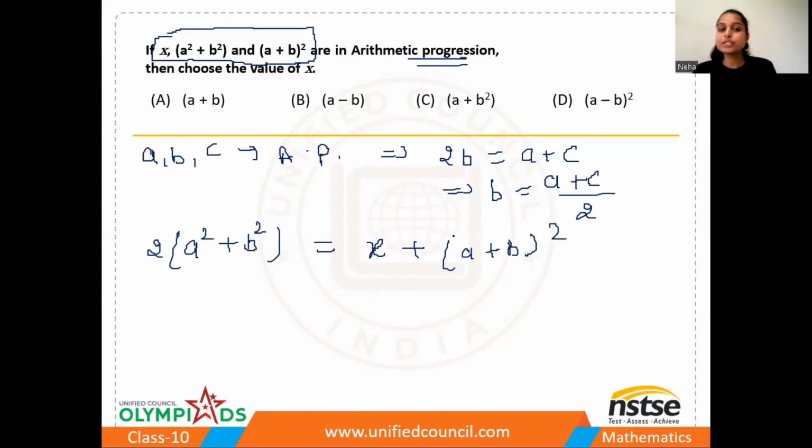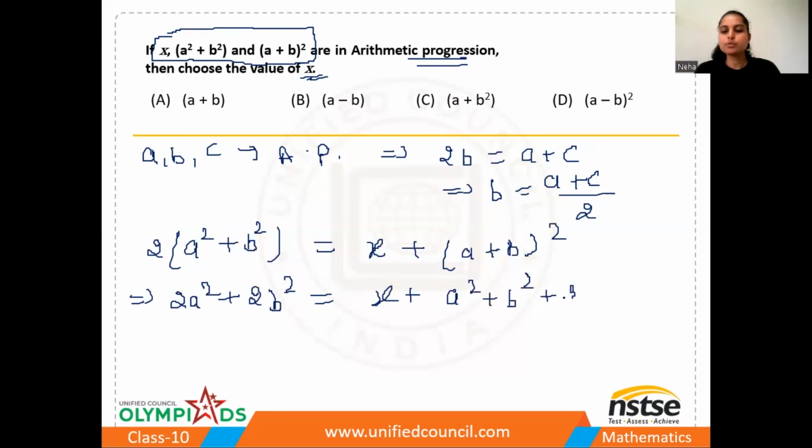Now what I have to do in this question, I have to find out the value of x. I think we can easily get this value. So when I open this bracket, it becomes 2a square plus 2b square is equal to x plus this becomes a square plus b square plus 2ab.